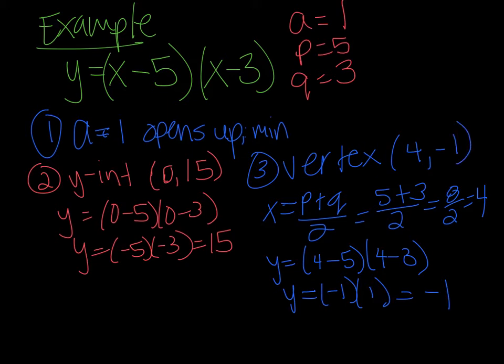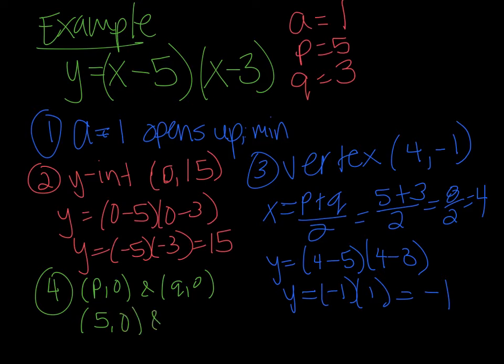And my last step is to find my x-intercepts, which I'm going to do right down here. Remember, they're at p, 0 and q, 0. So my x-intercepts are right here at 5, 0 and 3, 0. Let's go ahead and graph that information on a graph.